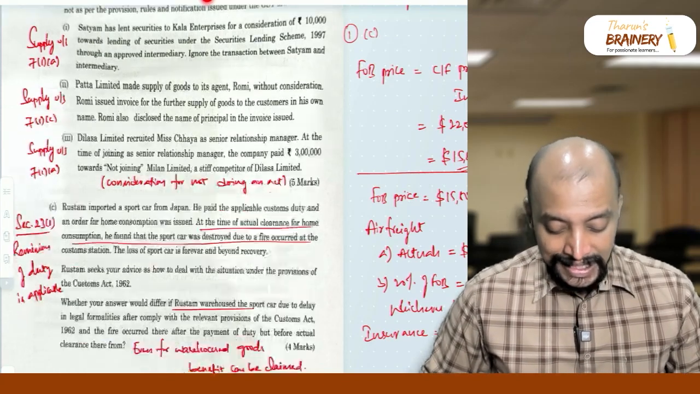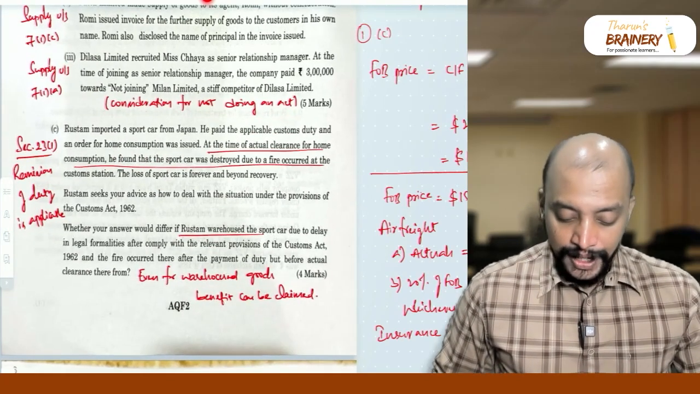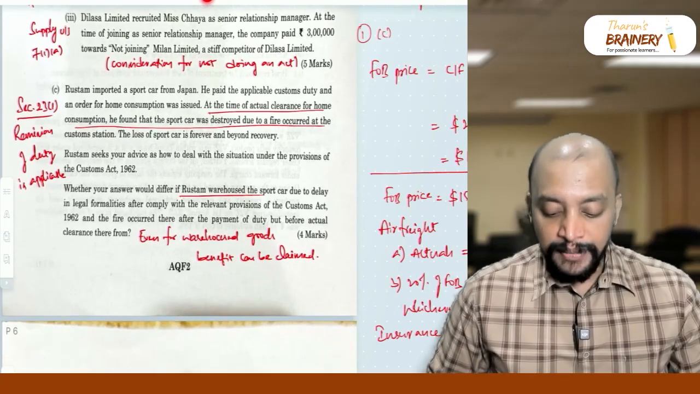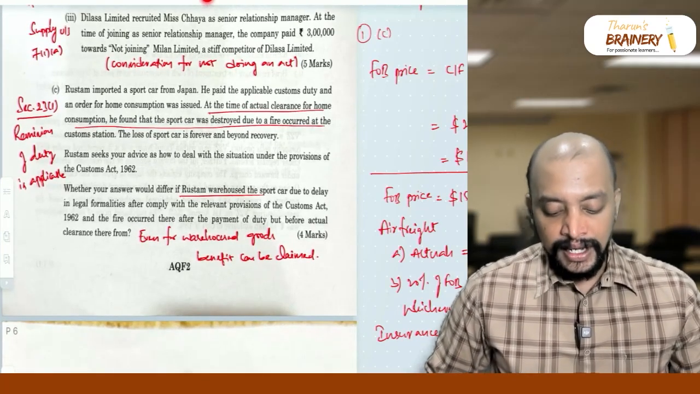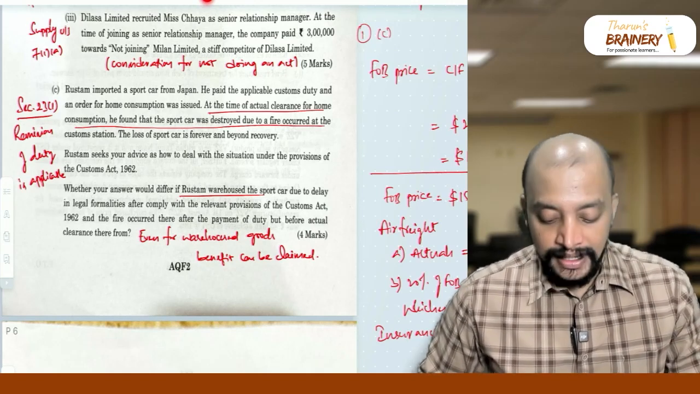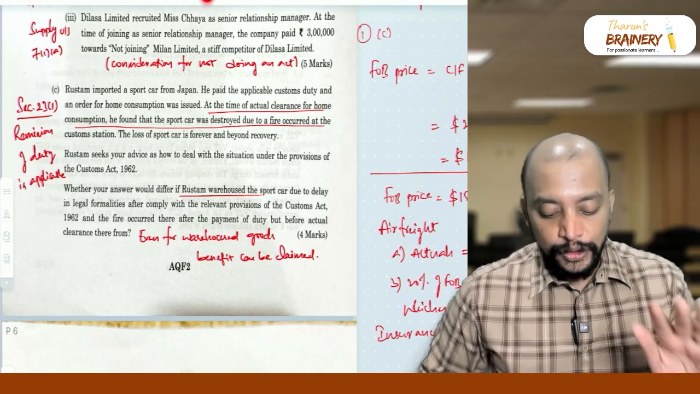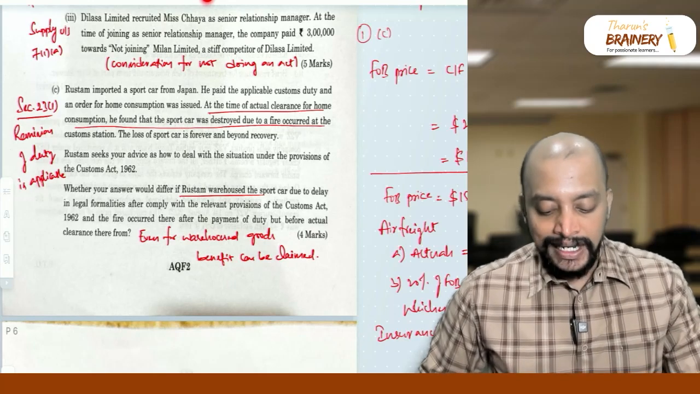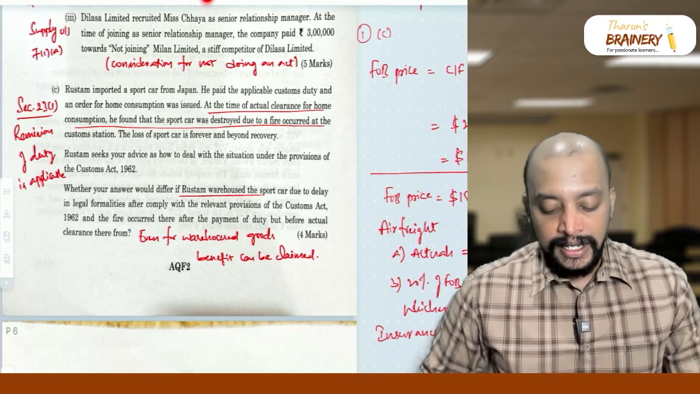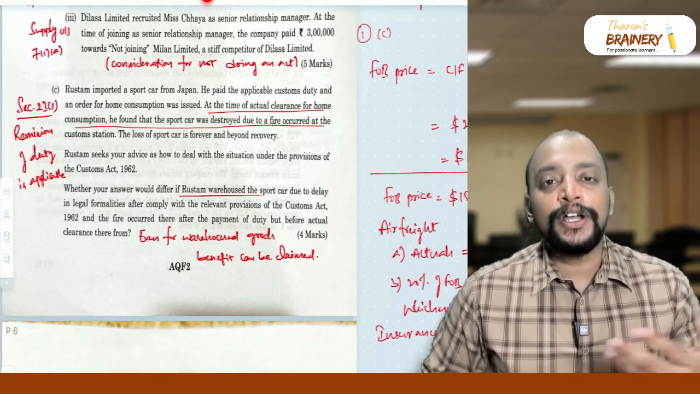Okay. Next one, C. So this is related to remission of duty. Rustam imported a sport car from Japan. He paid the applicable customs duty and an order for home consumption was issued. So order has been passed. At the time of actual clearance for home consumption, he found that the sport car was destroyed due to fire occurred at the customs station. The loss of sports car is forever and beyond recovery.